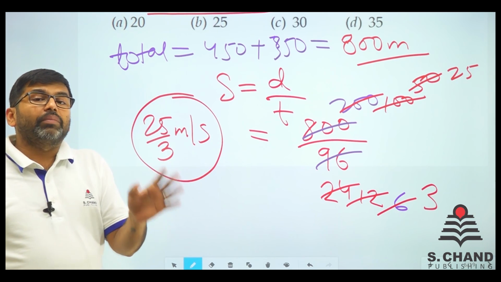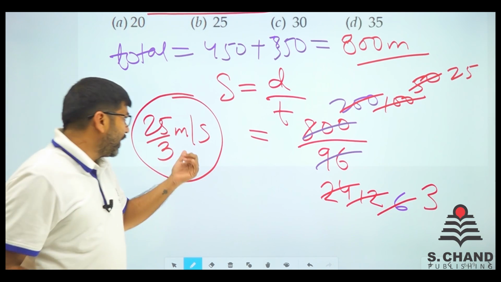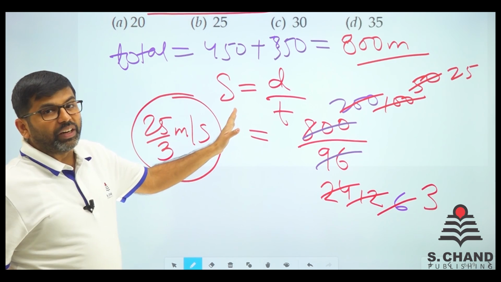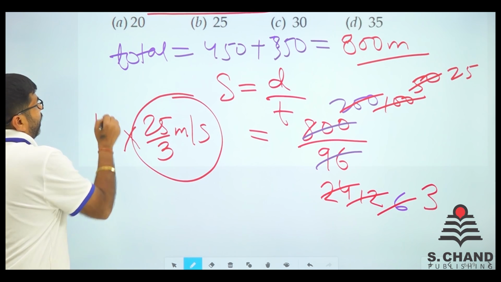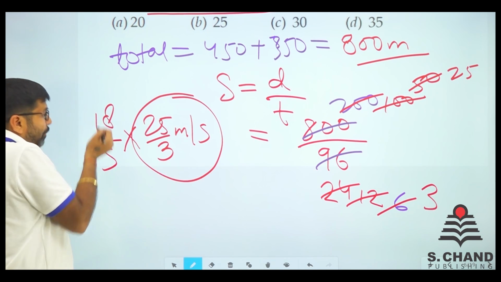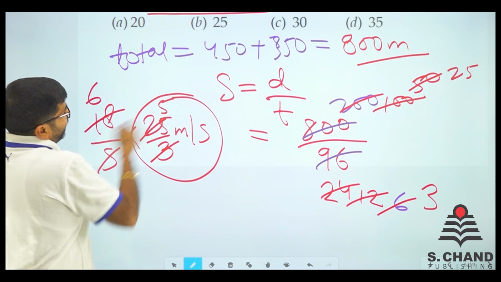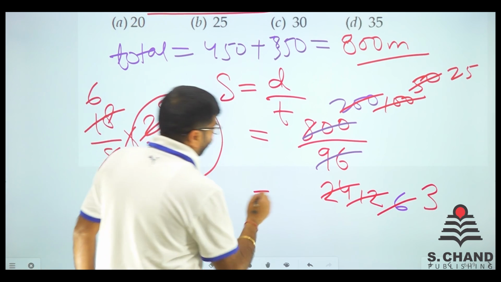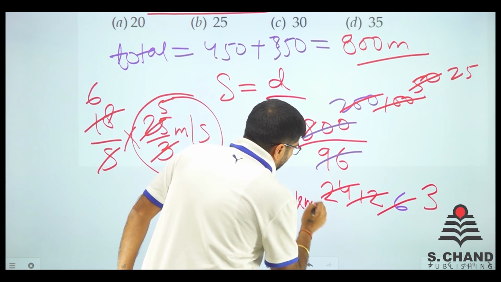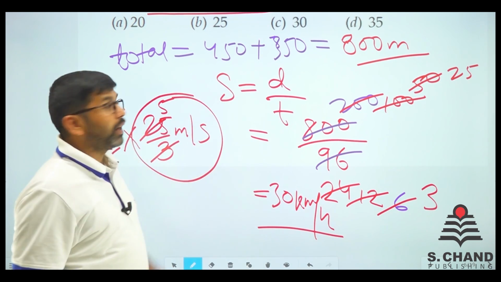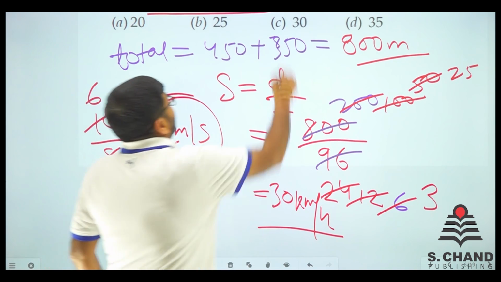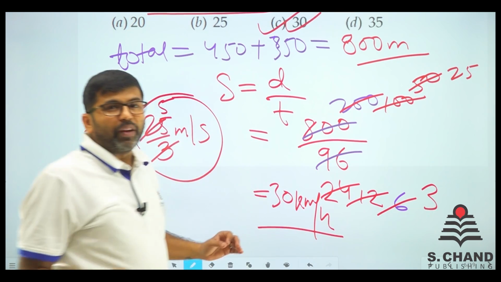If you want something in kilometer per hour from meter per second, kilometer is bigger than meter, so the bigger value goes on top. 18 by 5, so just do it: 5 and 6, 6 into 5 is 30 kilometer per hour is the speed of train. 30 kilometer per hour. Is this an option we have? Yes it is. So simple formula.